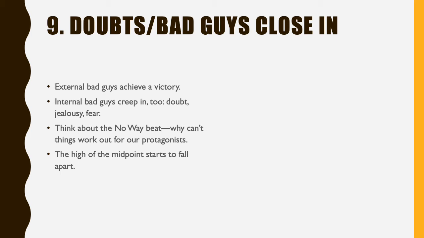Think about the no way beat that you wrote before. So think about why can't things work out for the protagonist, or why do they think they can't work out? And this is when the high of the midpoint really starts to fall apart. In Beauty and the Beast, there are literal bad guys who close in in the mob song, and this is basically Gaston intervening in Belle and the Beast's potential happiness.